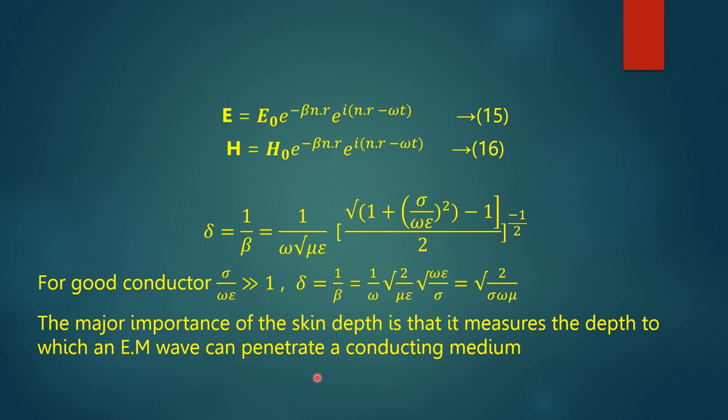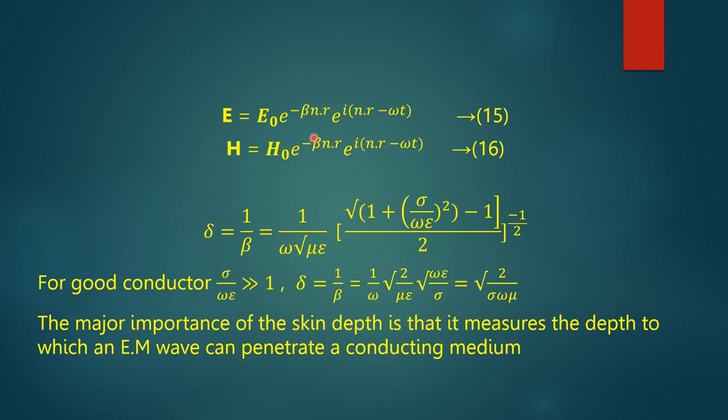Now skin depth or penetration depth. When a plane wave is propagating in a conducting medium, the oscillating electric field in the wave sets up current, and energy is dissipated as joule heat in the medium. This results in the attenuation of the wave.